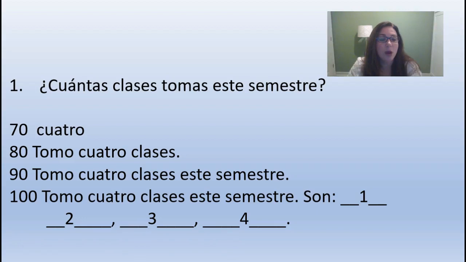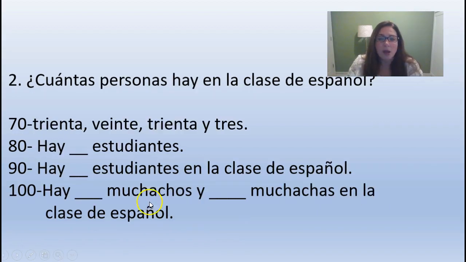Let's go over the options. Cuatro. Tomo cuatro clases. Tomo cuatro clases este semestre. Son... And we've been over in class what those are, like arte, matemáticas, ciencias, inglés, literatura, español. Any of those classes are fine. And I'm not going to check your schedule, so if you just want to throw in a class that's easier because I haven't told you what engineering is or something like that, then just throw in literatura or something that you'll have second semester. It's okay.